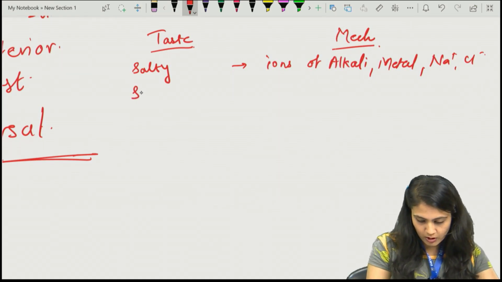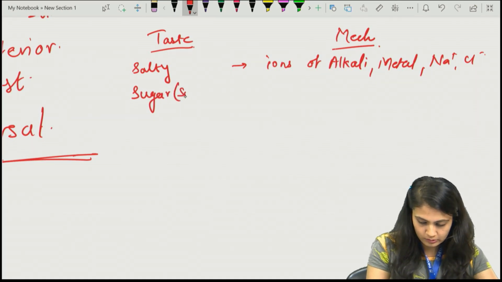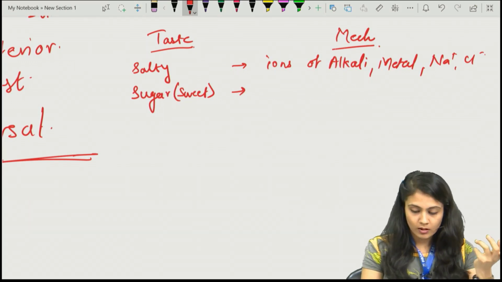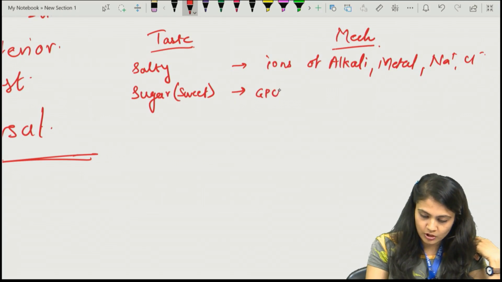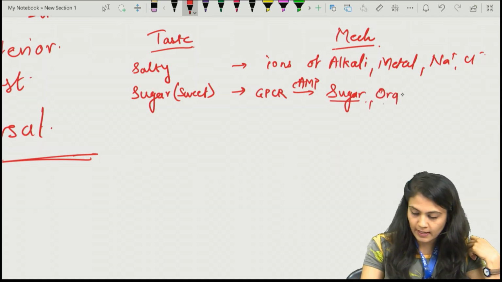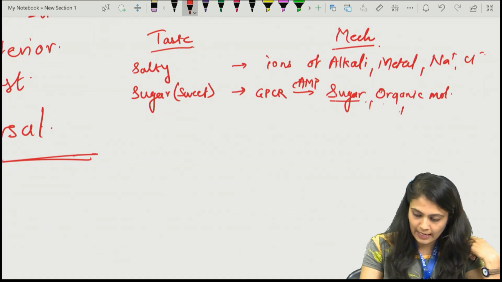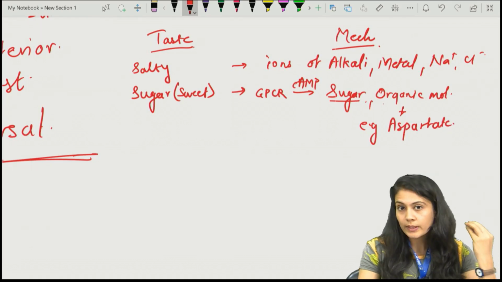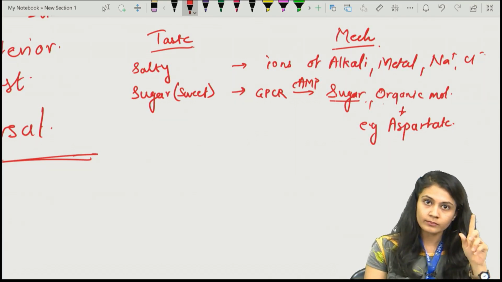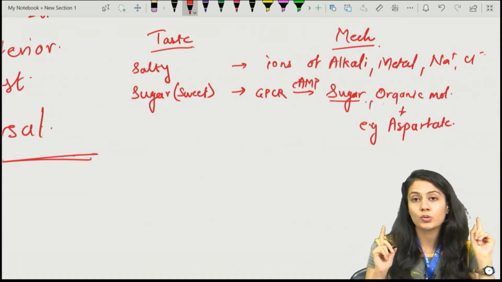Because of them we can sense the salty taste sensation. Coming to the sugar or sweet sensation, whenever we eat anything sweet, what happens? They activate the GPCR proteins, G protein coupled receptors, and via cyclic AMP we can taste the sugar. It can also be caused by some organic molecules like, for example, aspartame. These are sweeteners, but they have no or a minute amount of glucose, so they will not increase the glycemic index, but they have sweet sensation.